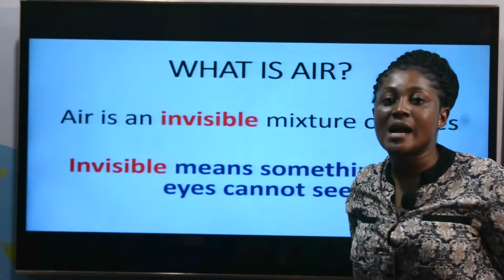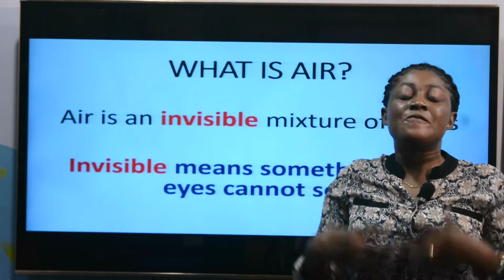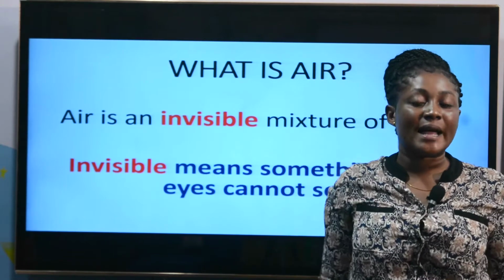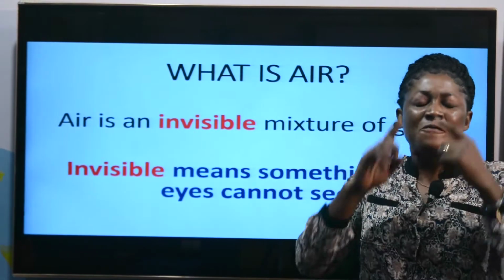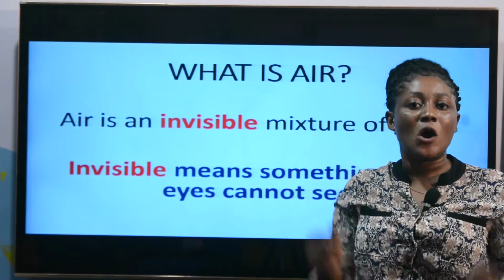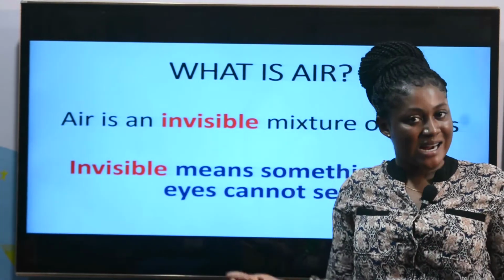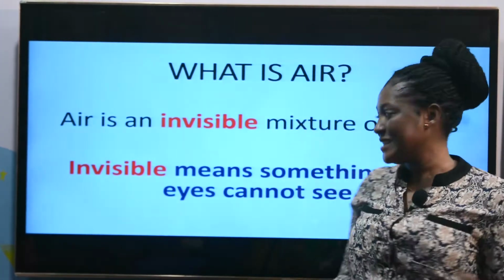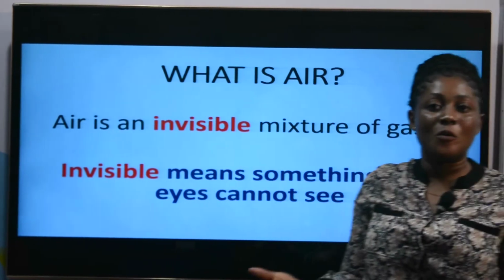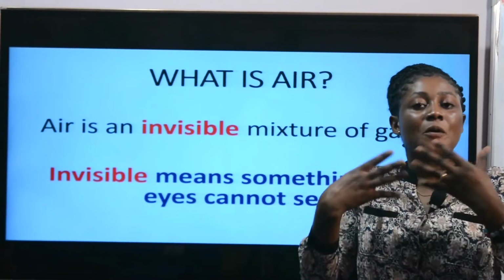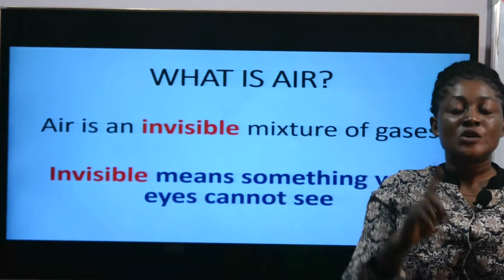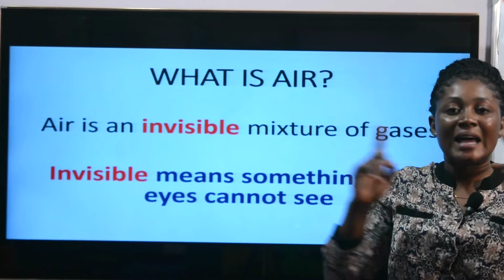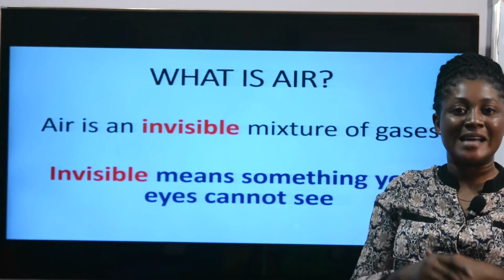When we say air, air is an invisible mixture of gases. So it goes like this. Air is an invisible mixture of gases. When we say invisible, what does it mean? Invisible means something your eyes cannot see. That is termed as invisible.